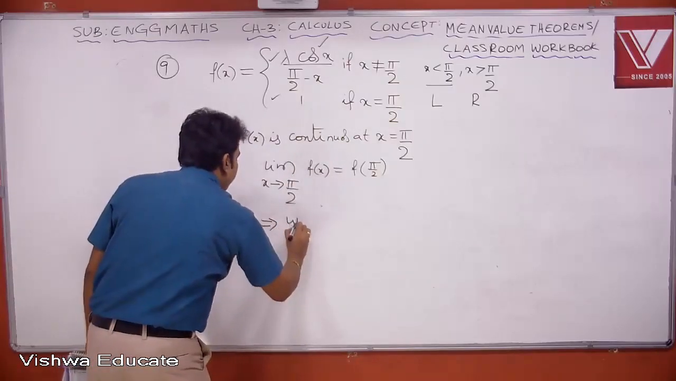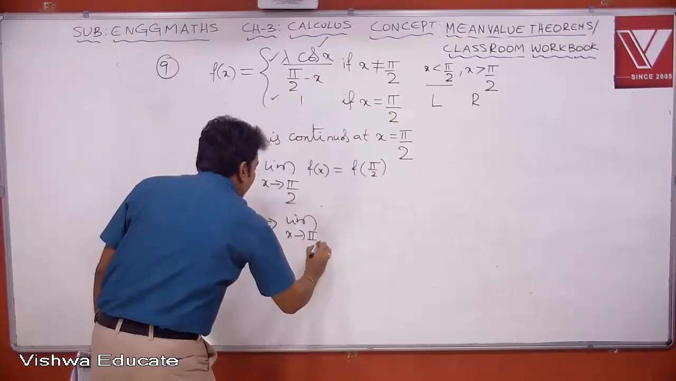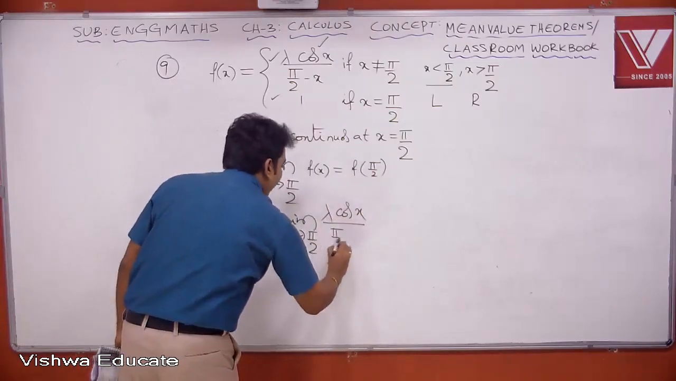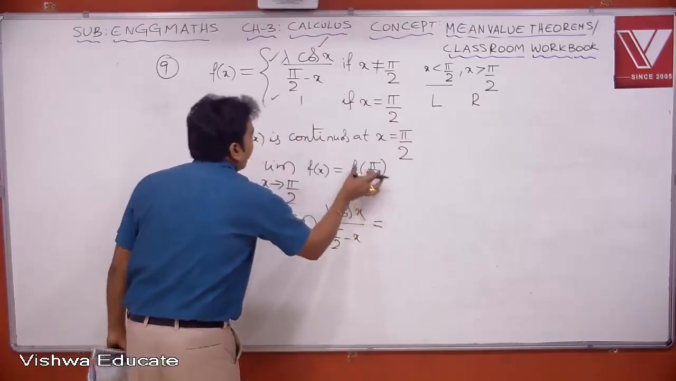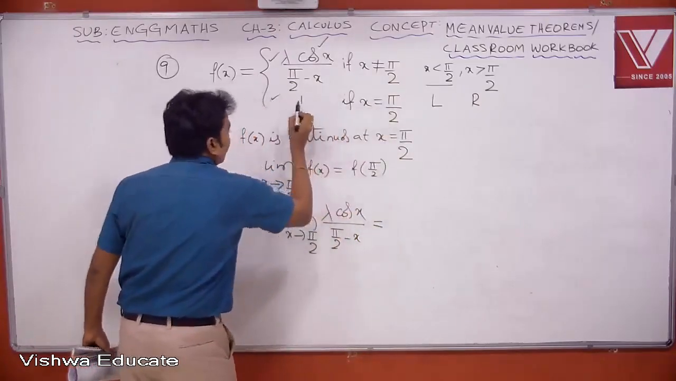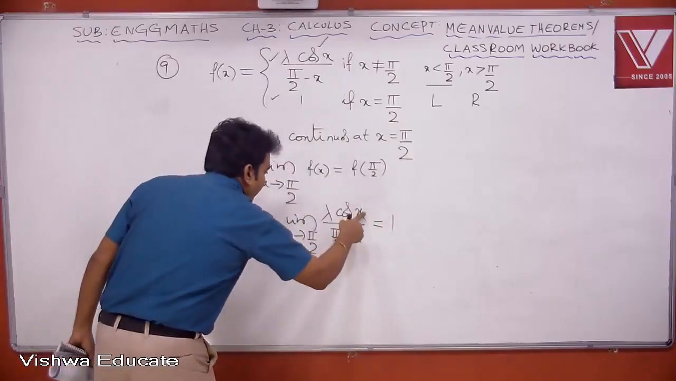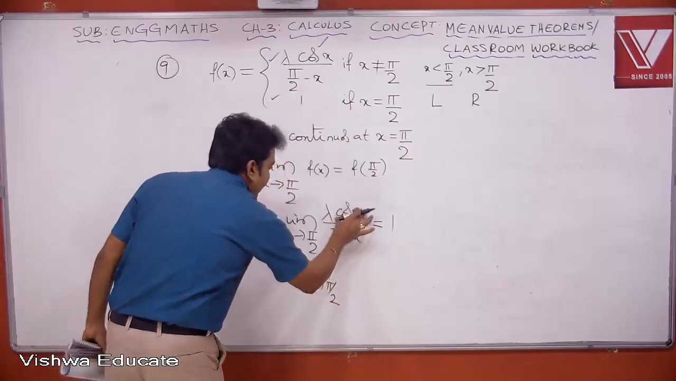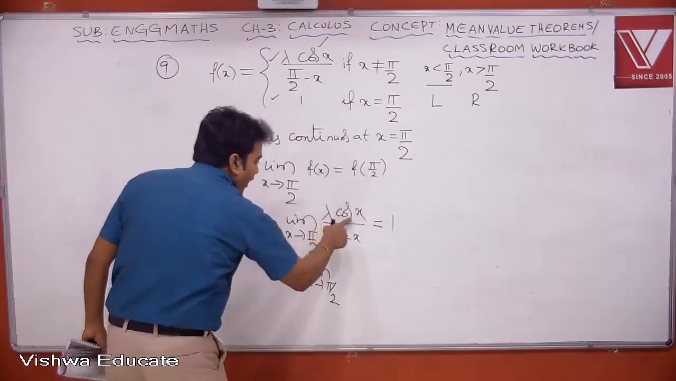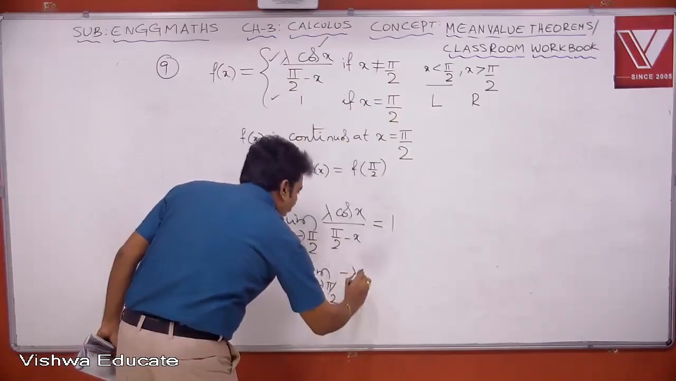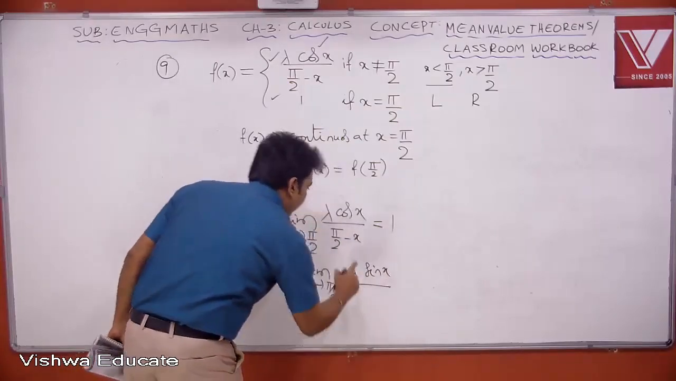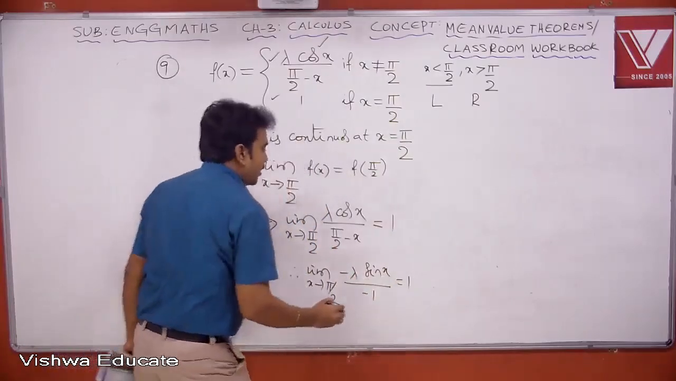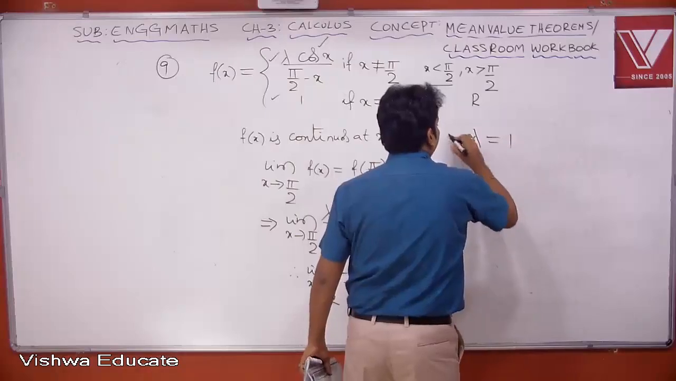This implies limit x tends to pi by 2 of the function f of x, lambda cos x divided by pi by 2 minus x, equal to f of pi by 2. Replace x by pi by 2, it is 1. Now replace x by 90 degrees. So therefore this is in the form cos 90, 0 by 0 form. Apply L'Hospital rule. The derivative of lambda cos x is minus lambda sin x divided by its derivative minus 1 equal to 1. Now replace x by pi by 2, sin 90 is 1. Therefore the value of lambda is 1.